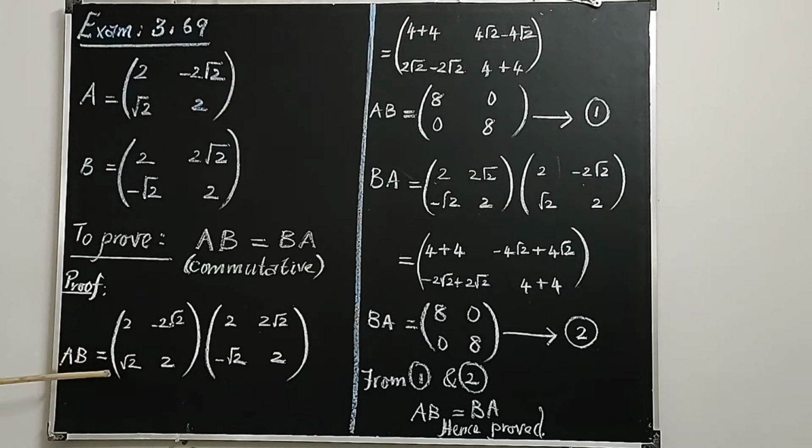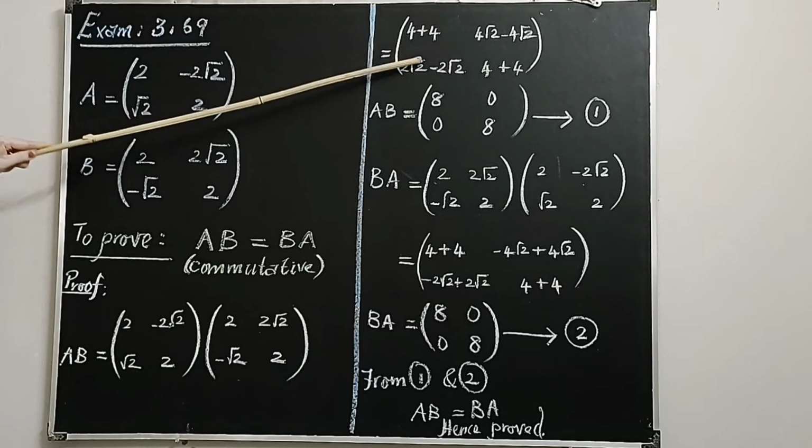Then the second row, first column element. Root 2 into 2, that is equal to 2 root 2. Then root 2 into minus 2 root 2, that is equal to minus 2 root 2. So root 2 into 2, 2 root 2. 2 into minus root 2 is minus 2 root 2.